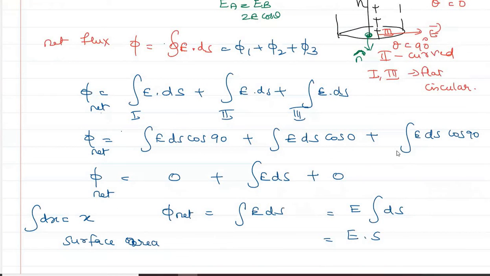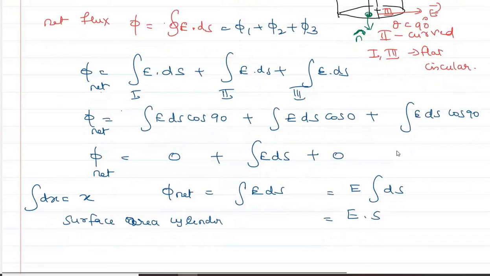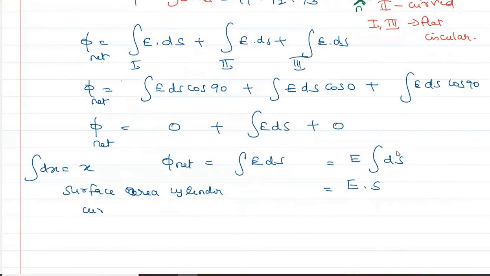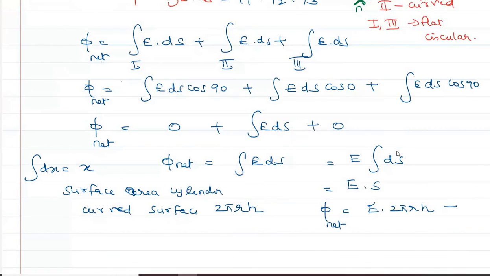Surface area of cylinder. Here, which face is in consideration? Curved surface. Flat surface is eliminated. So now curved surface. What is the area of curved surface? 2 pi R H. So that value you have to substitute here. So this is the net electric flux. Is it clear or no?